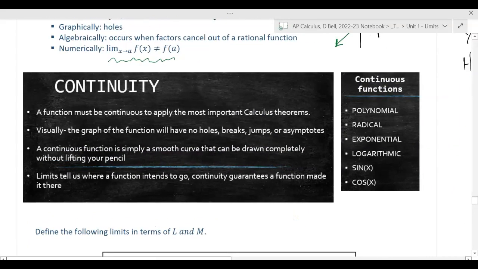So a function must be continuous to apply the most important calculus theorems. Visually, the graph of the function will have no holes, breaks, jumps, or asymptotes. A continuous function is simply a smooth curve that can be drawn completely without lifting your pencil. So limits tell us where the function intends to go, and continuity guarantees the function made it there.